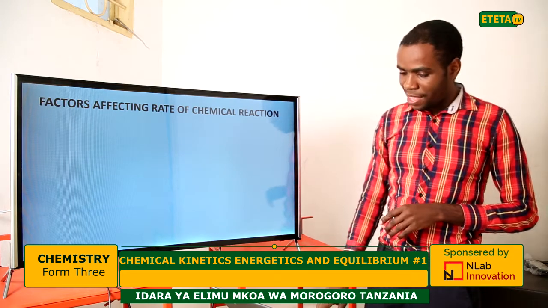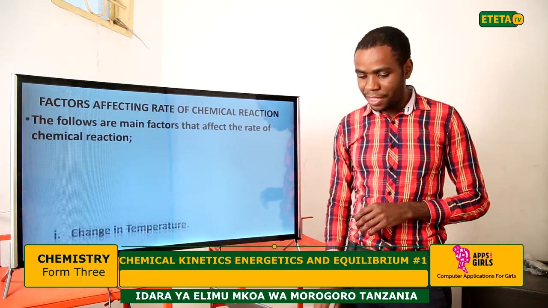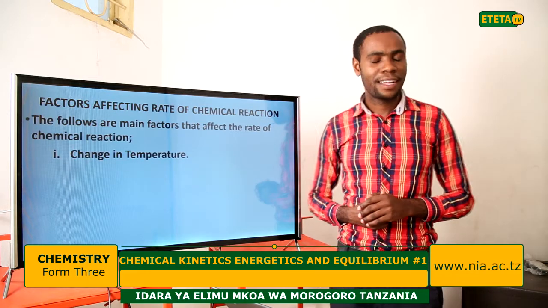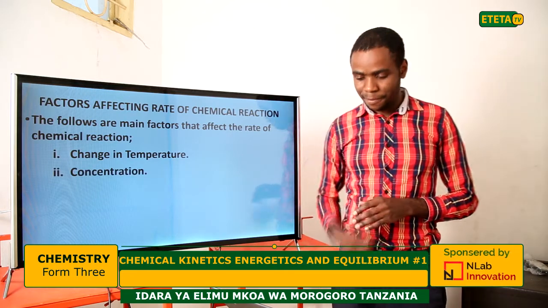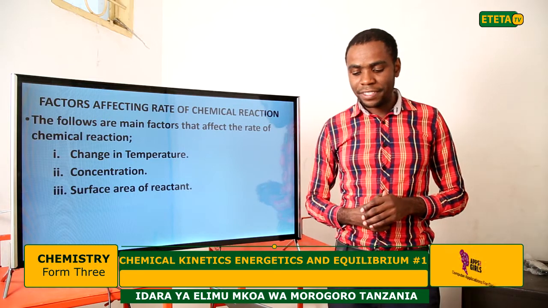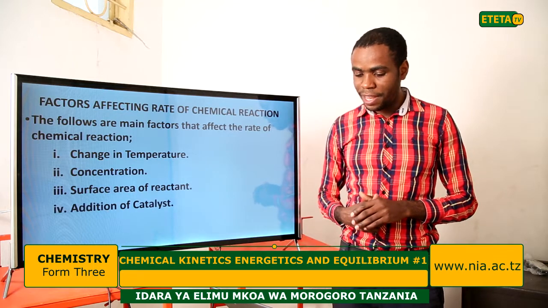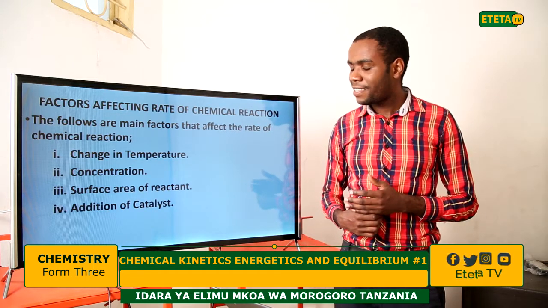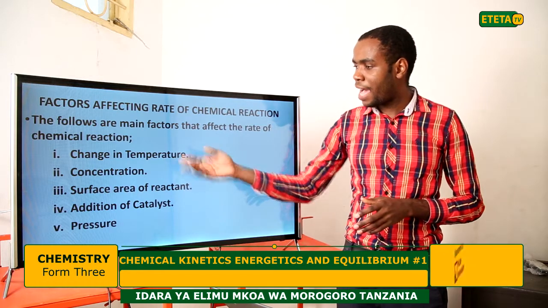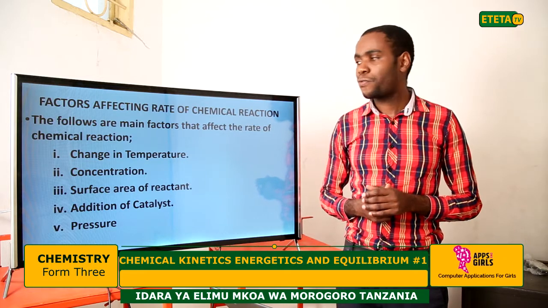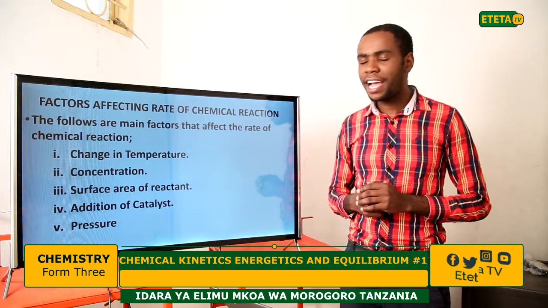Okay, thank you. The factors affecting the rate of chemical reaction include the following. The first one is change in temperature. The second one is concentration. The third one is the surface area of reactants. The fourth one is addition of catalyst. And the last one is pressure. So these are factors that affect the rate of chemical reaction. Now I'm going to explain one after another.